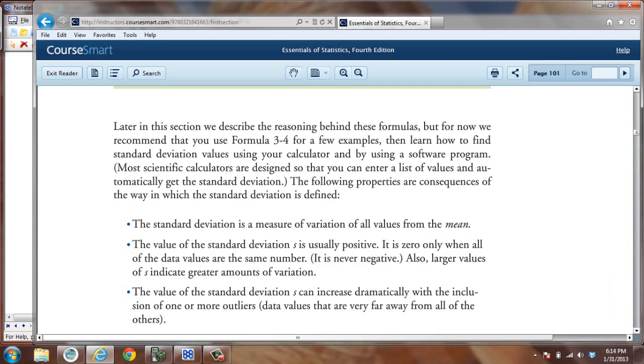Larger values of S indicate greater amounts of variation. So that's what I was talking about earlier. If your data is more spread out, if it's more varied, then that means your standard deviation is going to be larger. Okay?